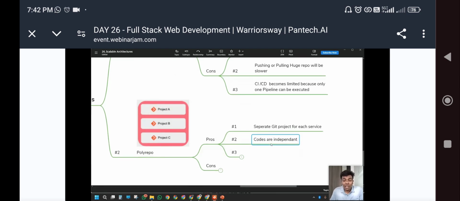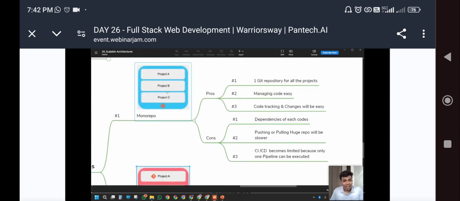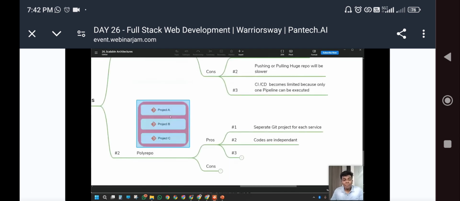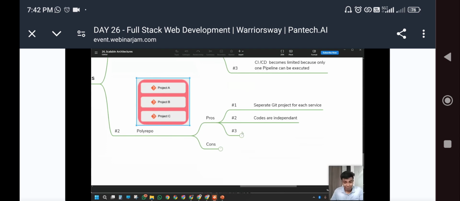And second thing, codes are independent, of course. Because in a mono repo, if you are making any changes in project A, it might affect project B as well, because everything is in a single repo. But here, since every code is completely independent, even if you are doing any modification, or if project A gets any bugs, it is not going to affect the second repository, because every repository is individual and independent.